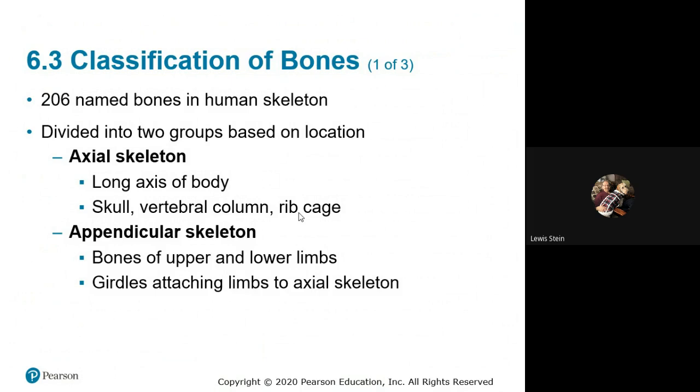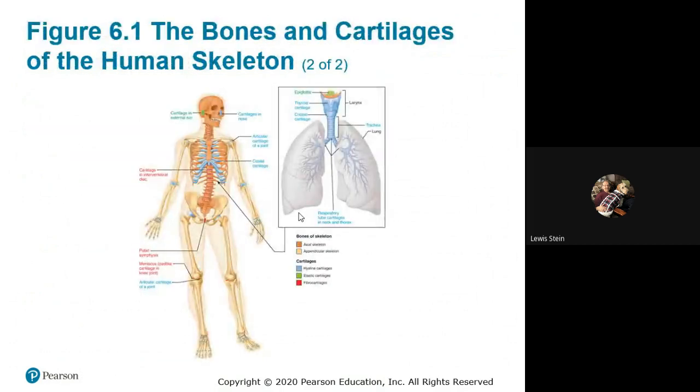You're going to see the same categorization with the central nervous system, the brain and spinal cord, axial, the peripheral nervous system, more appendicular. That's the way to learn this stuff, I think, is to try to compartmentalize it.